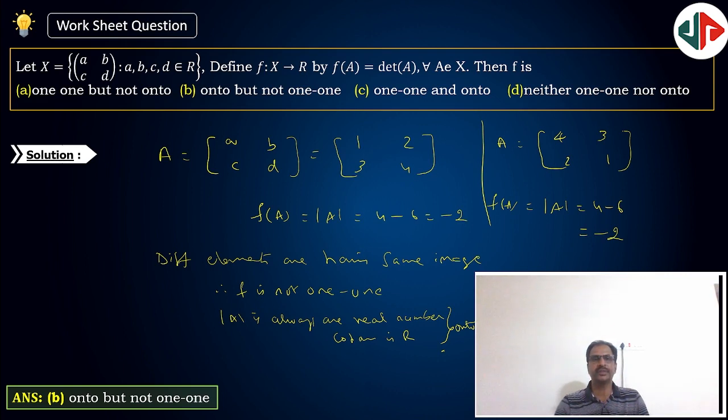Determinant A is always a real number because a, b, c, d are real numbers given. If a, b, c, d are real numbers, if you find det A, definitely you will get a real number. So what is the range of the given function? All real. Codomain is given as all real numbers. So range and codomain are equal, and hence the function is onto. Onto but not 1-1.